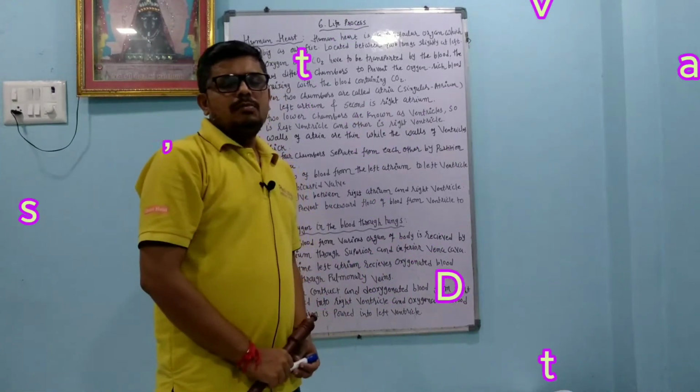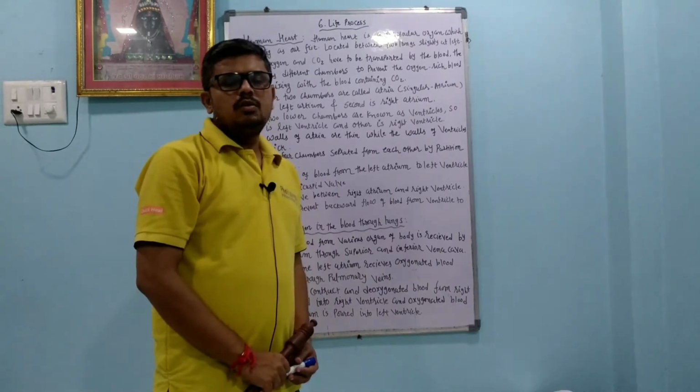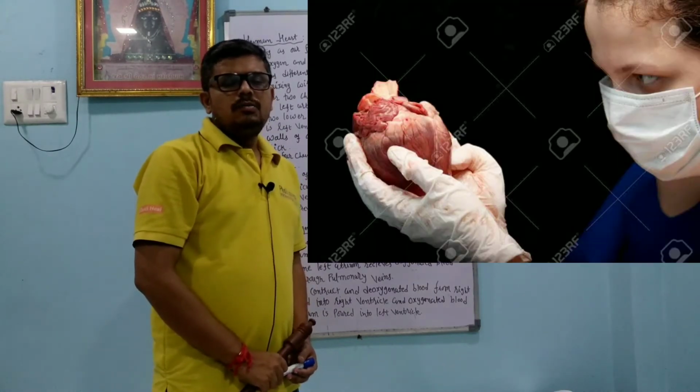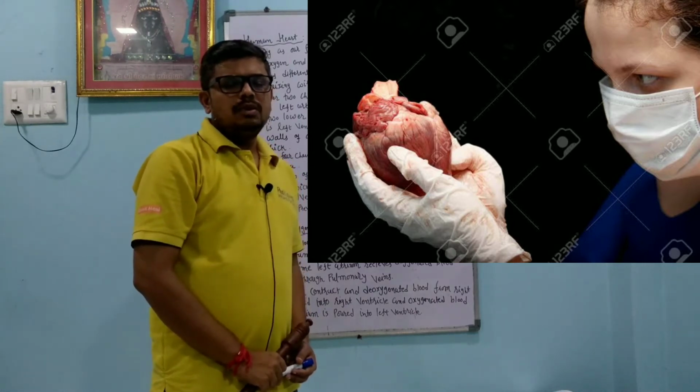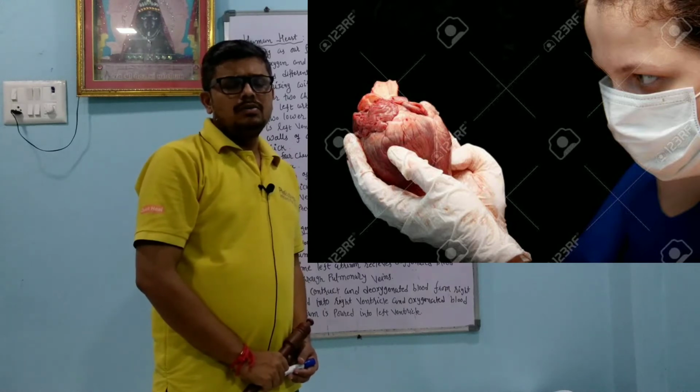Today we will continue chapter number 6, life processes. Dear student, we are going to learn about the human heart. The human heart is a closed fist type of structure, and it is on the left side of the body. It contains 4 chambers. One is called the atria, and another, the lower part, is called the ventricle. They are separated by the septa.